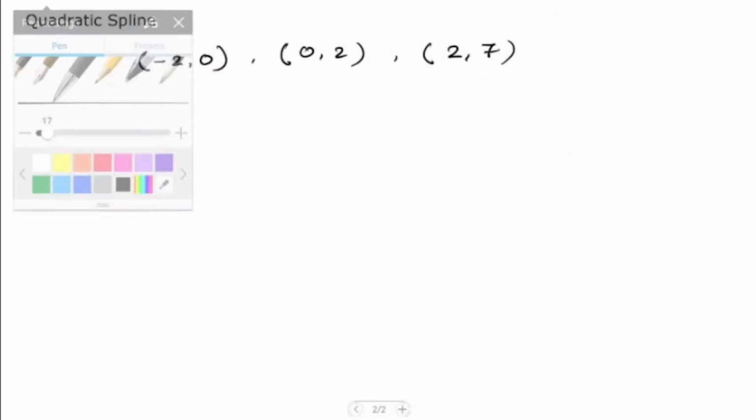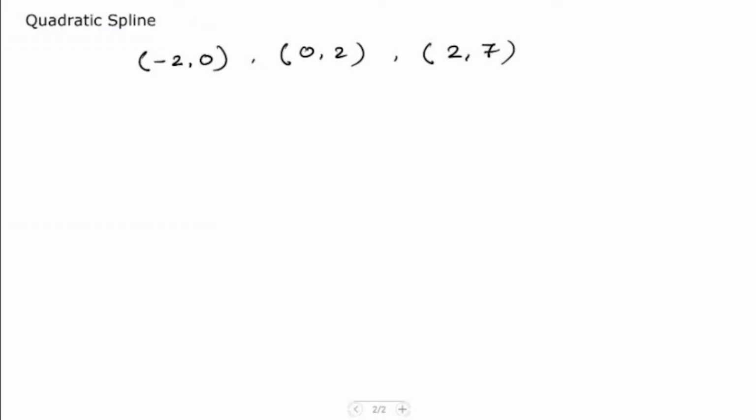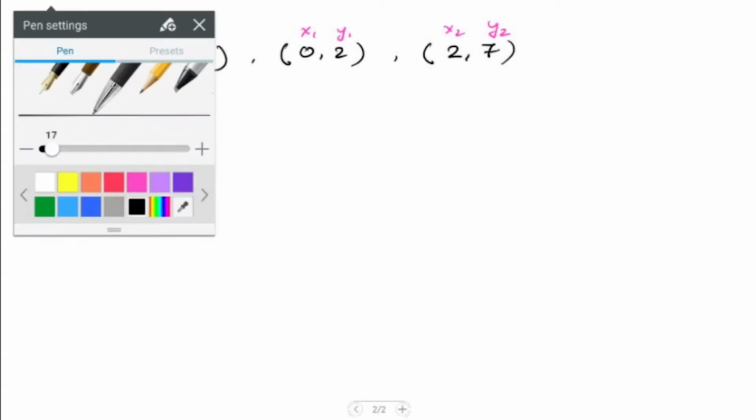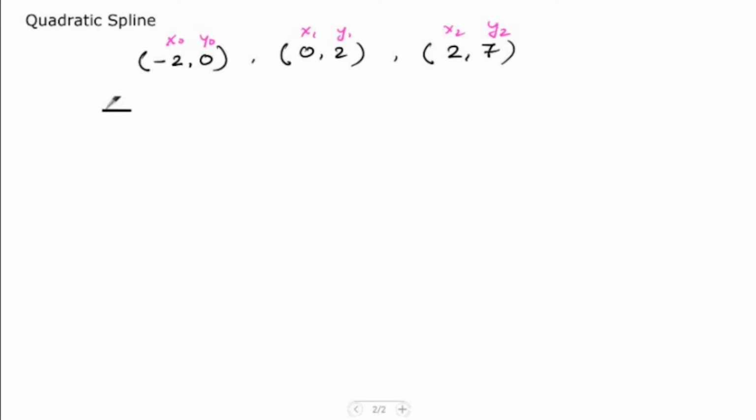At first, I would like to label the points here as x0, y0, x1, y1, x2, y2. Now we can go ahead and start working. Before this, let me write down the spline formula for quadratic splines.